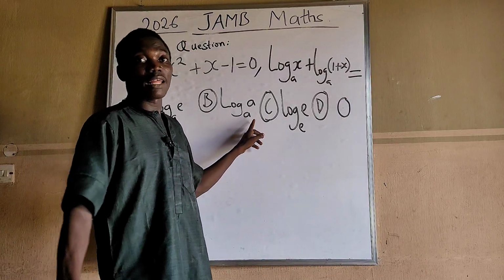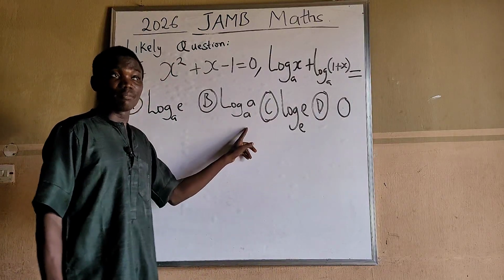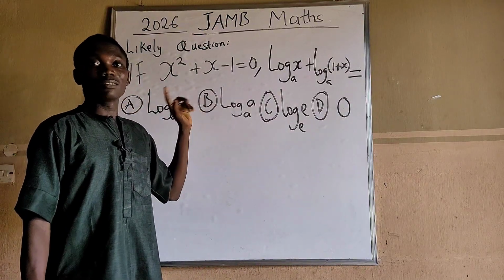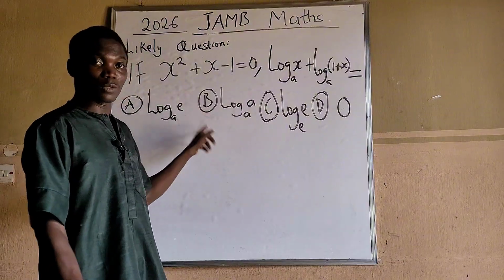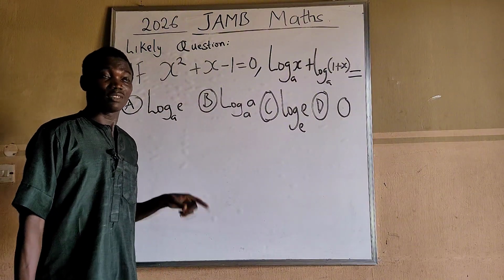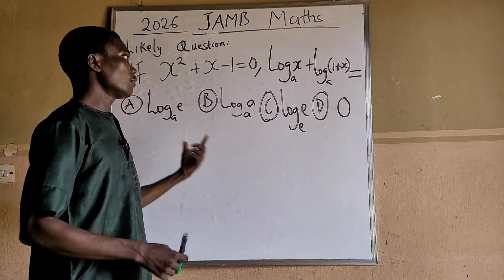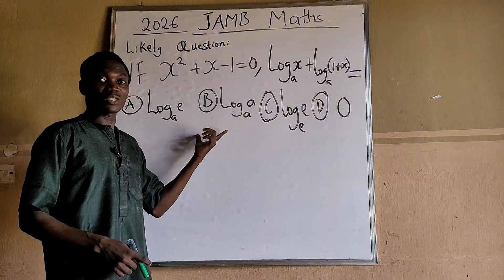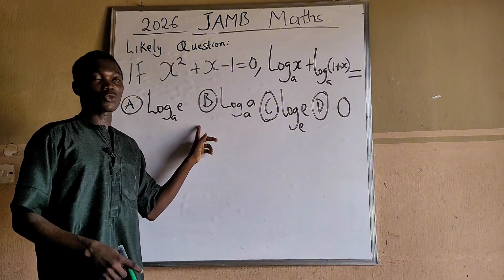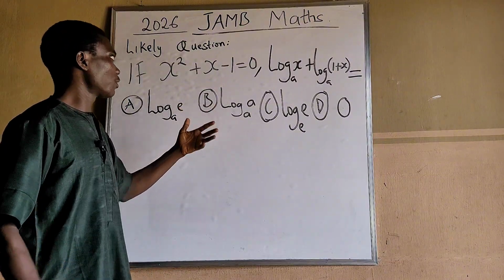This is a JAMB likely questions in mathematics. There's a high probability that these questions will come out in JAMB this year. And even if you are writing other exams, there's a probability that this question will come out in objective. Now let's solve the problem.